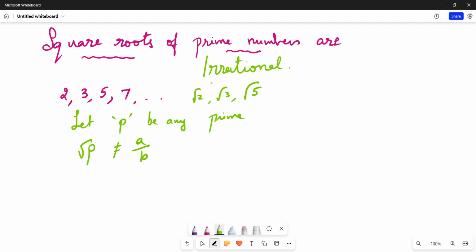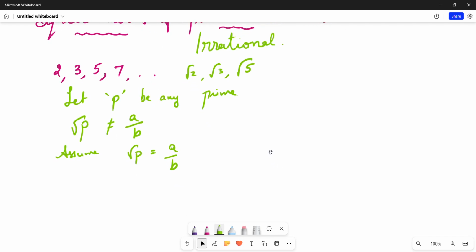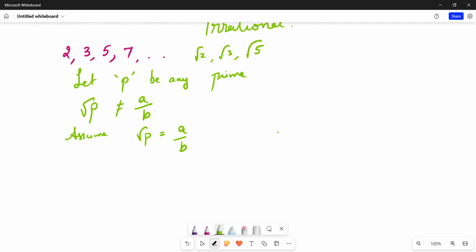So let us prove this by assuming the contrary. That is, we will assume that root P is a rational number. It can be expressed as A by B, as a ratio of two integers. Here we will consider A by B not having any common factors. A and B do not have any common factors.